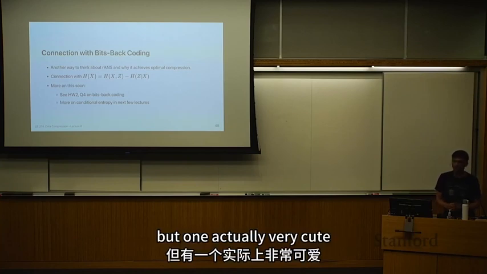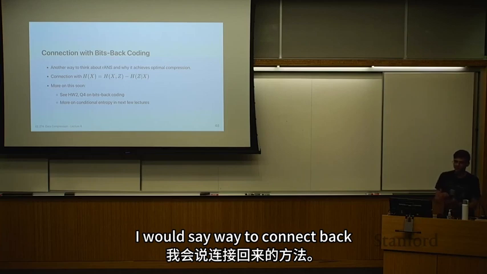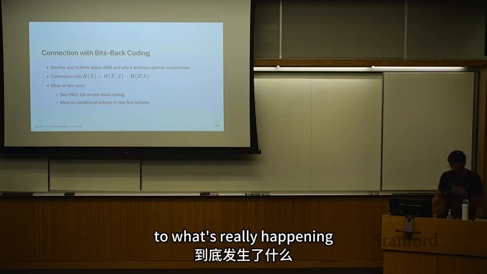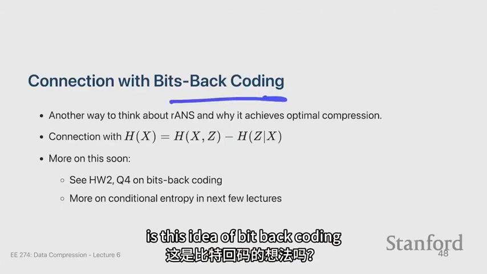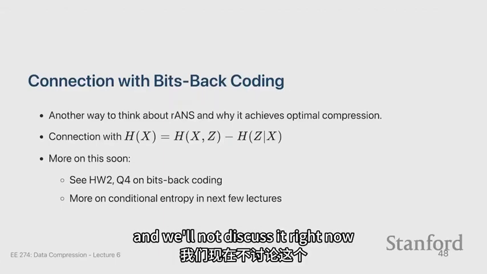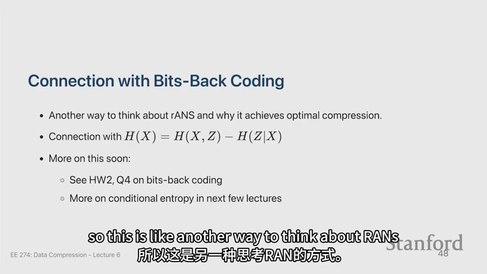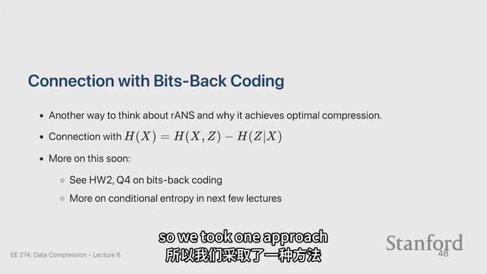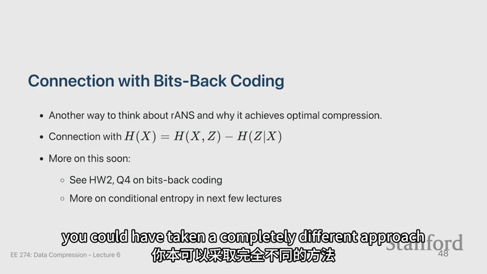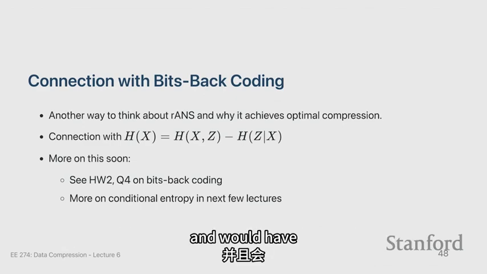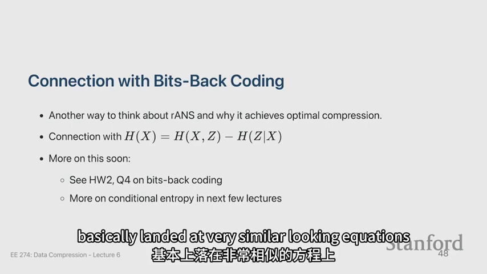But one very cute way to connect back to what's really happening is this idea of bits back coding. We'll not discuss it right now. It's just something I want you to know about. So this is another way to think about RANS. We took one approach, but you could have taken a completely different approach and would have landed at very similar looking equations.